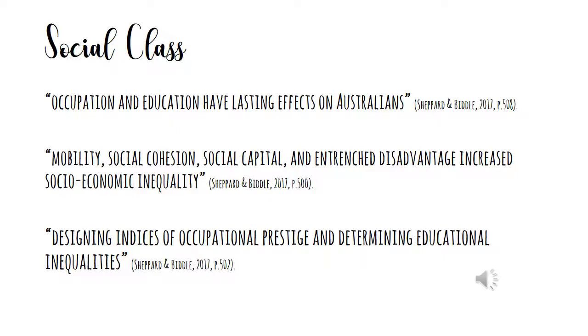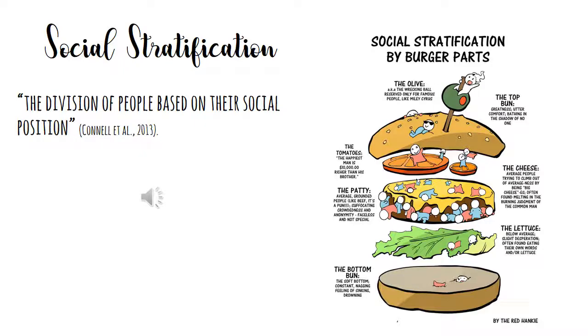While the majority of Australians tend to perceive our society as classless, objective and subjective measures of social class are still very much present. Class identifiers like occupation and education have lasting effects on Australians. This undoubtedly stems from the distant ripples of colonisation, which prolonged an intergenerational social structure of mobility, social cohesion, social capital, and an entrenched disadvantage, increased socio-economic inequality. This has ultimately influenced how Australian social class is measured and analysed, including designing indices of occupational prestige and determining educational inequalities. Social class in this sense can then be understood chiefly through social stratification, which is defined as the division of people based on their social position.